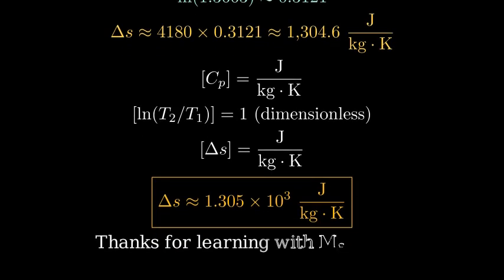Key idea: at constant pressure with nearly constant Cp, entropy change from T1 to T2 is Cp times the natural log of the temperature ratio.